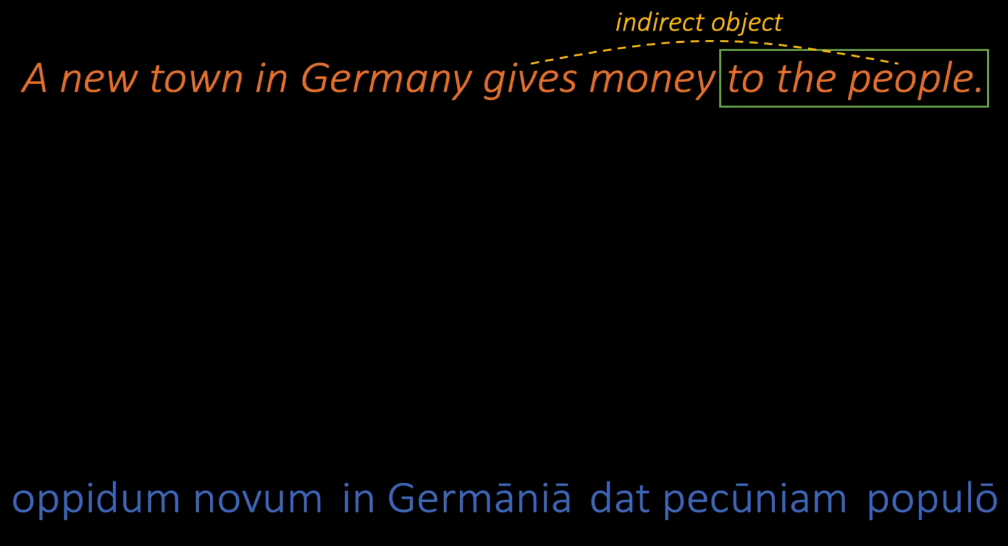Altogether, we have oppidum novum in Germania dat pecuniam populo. Let's rearrange it to respect the default indirect object, direct object, verb word order. That gives us oppidum novum in Germania populo pecuniam dat.